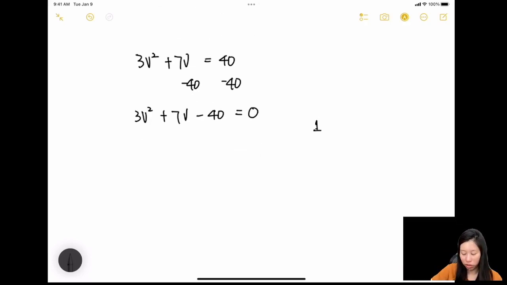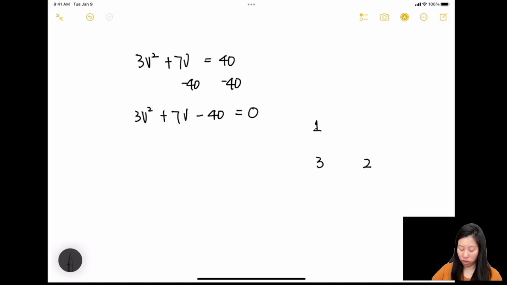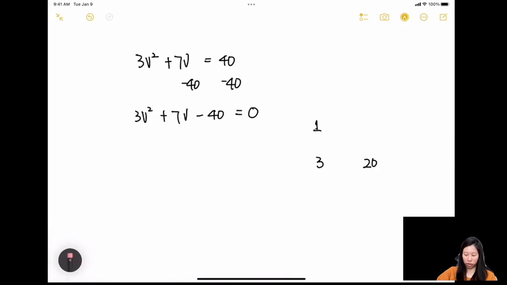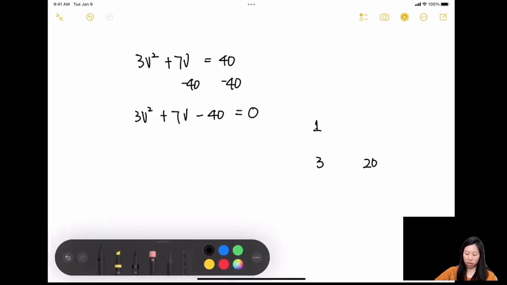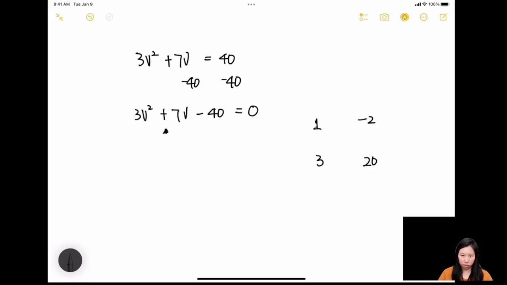So 3 we can factor into 1 and 3. 14 we have many options. Let's try it one by one. Let's try 2 and 7, and then we end up with a minus. Since the product ends up being a negative number, we want one number to be negative. And since the middle term is positive, we want the bigger number to be positive and the smaller number to be negative.